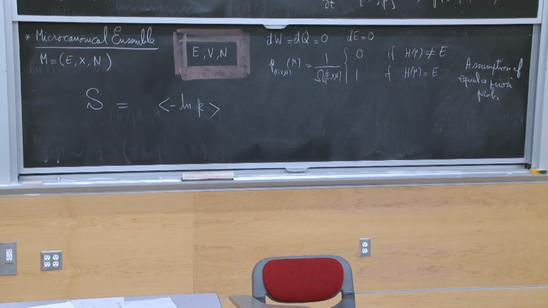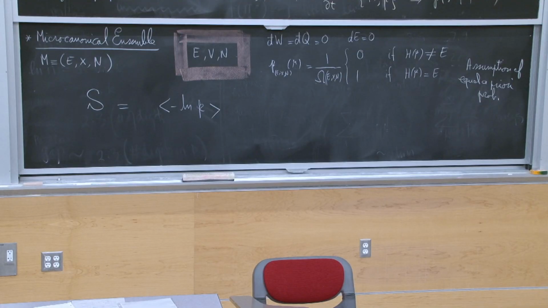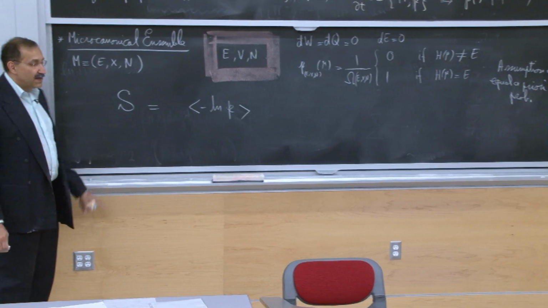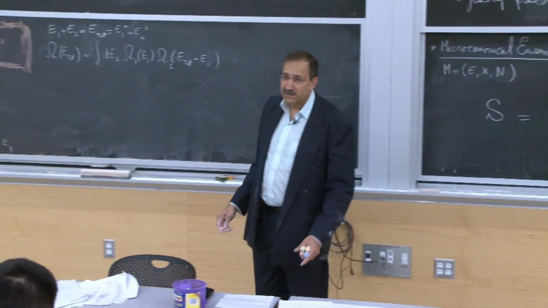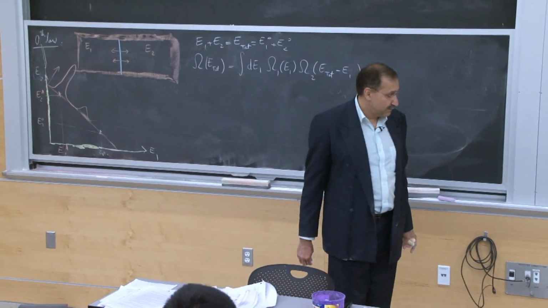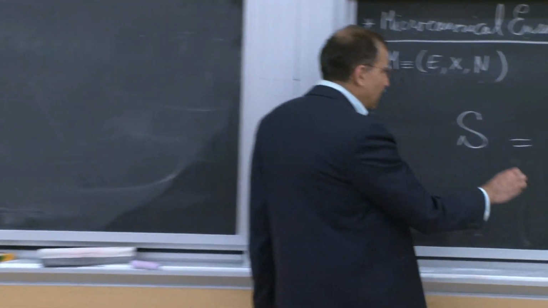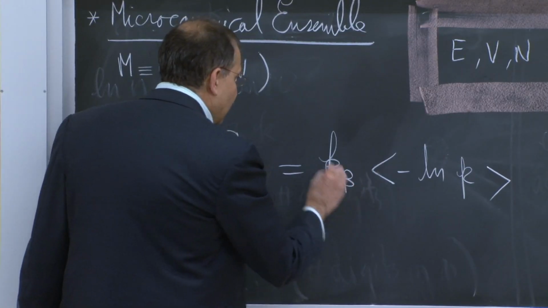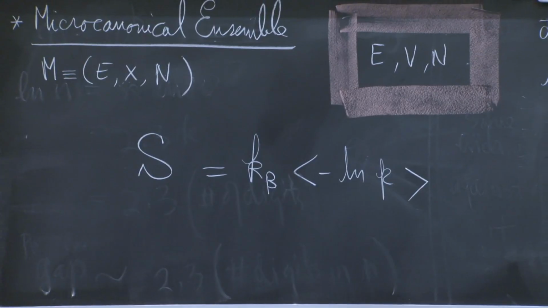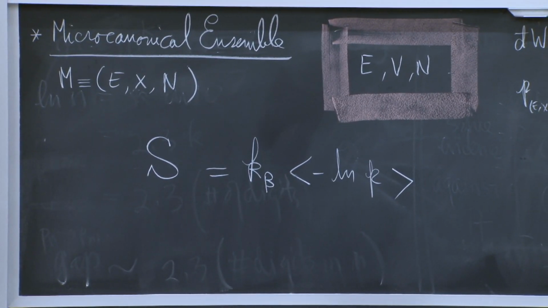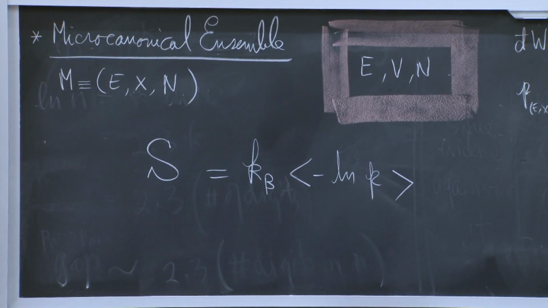kind of linked to what we had for mixing entropy. Except that in thermodynamics, entropy had some particular units. It was related to heat per temperature. So we multiply by a quantity Kb that has the right units of energy divided by degrees Kelvin.